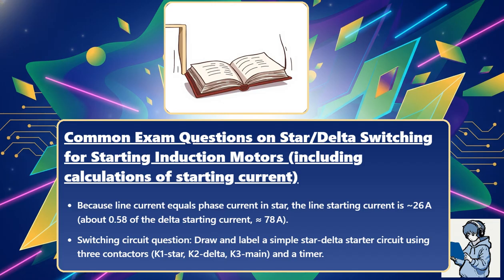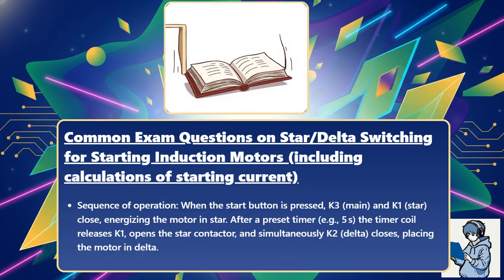Switching circuit question: draw and label a simple star-delta starter circuit using 3 contactors, K1 star, K2 delta, K3 main, and a timer. Operation sequence: when the start button is pressed, K3 main and K1 star close, energizing the motor in star. After a preset timer, for example 5 seconds, the timer coil releases K1, opening the star contactor, and simultaneously K2 delta closes, placing the motor in delta.